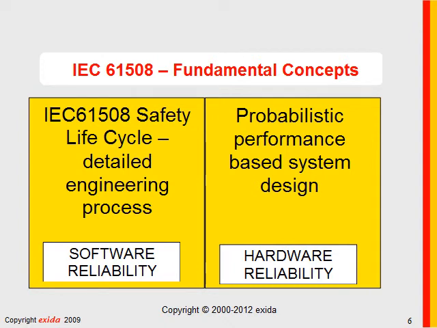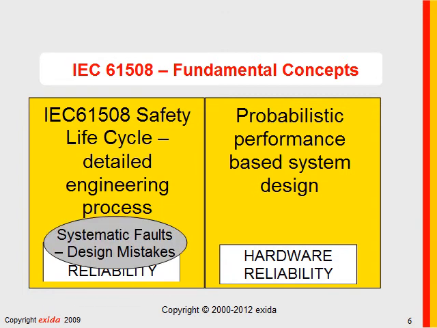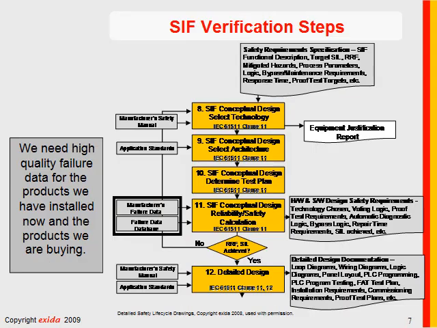Those of you who are involved in functional safety know that there are two fundamental concepts: a set of detailed engineering processes to reduce systematic faults and design mistakes, and performance-based probabilistic design to reduce the probability of a random hardware failure impacting safety. The focus of our talk this afternoon is on the second part of this, the performance probabilistic analysis techniques.